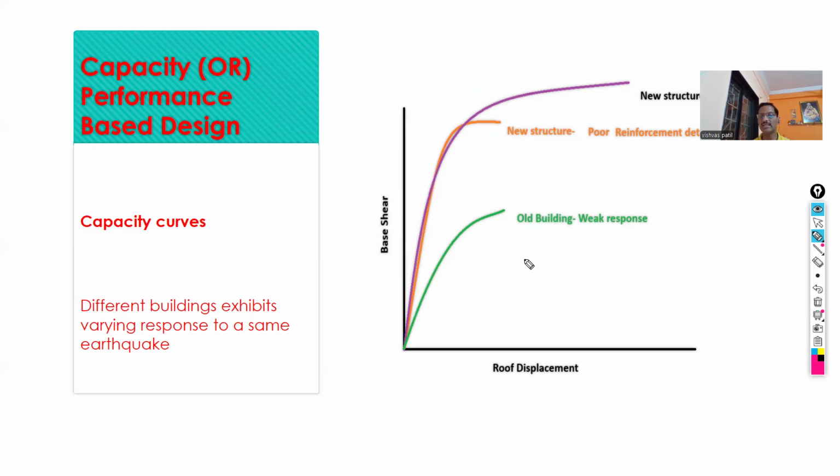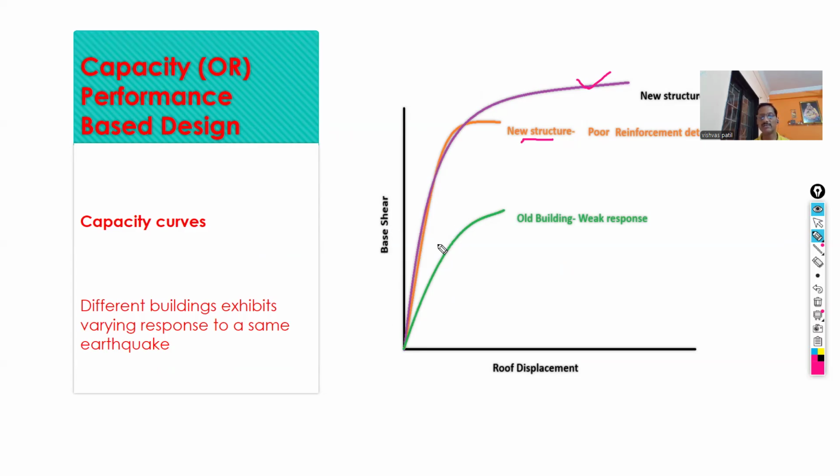In the figure, three curves are shown, for three buildings. One is an old building. The second is a new structure, but the reinforcement detailing is not as per the ductility provisions. This is the second curve. And this is the expected behavior: the capacity curve for the new structure, which is designed by a recent seismic code, with reinforcement ductility as per the ductility code.